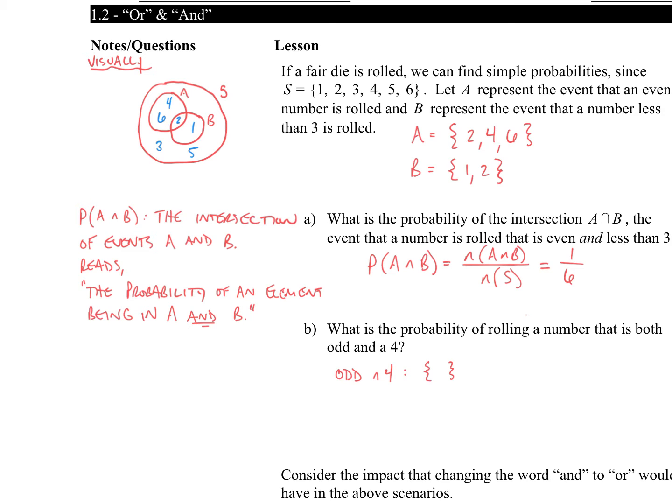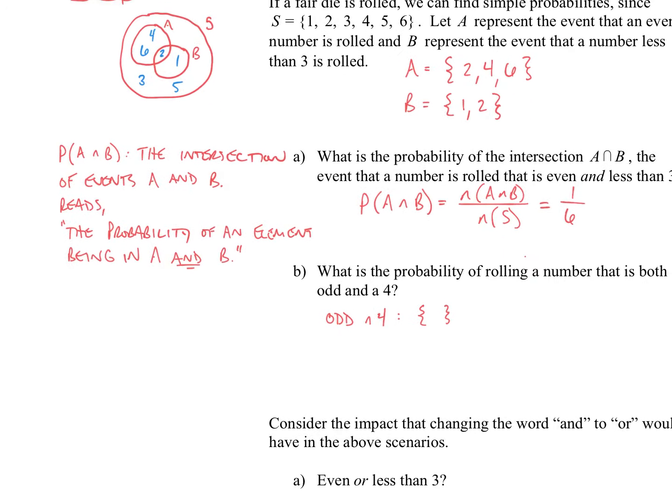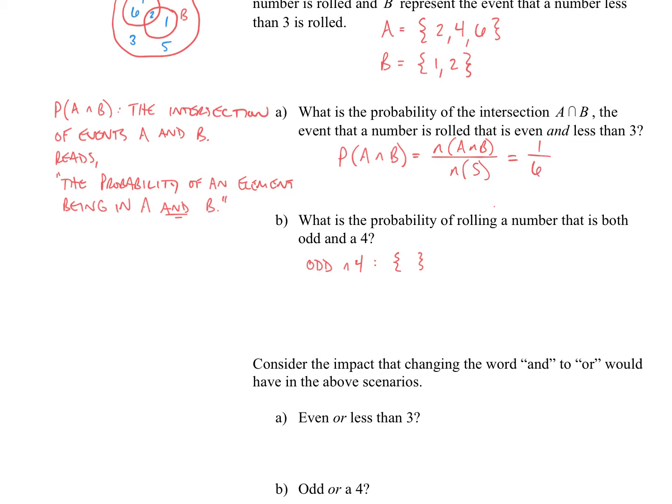The probability of any event happening when the set of all possible outcomes in that group is an empty set has to be 0. Even though it seems like a silly thing to write, we'll say that the probability of a number being both odd and being a 4 is 0.